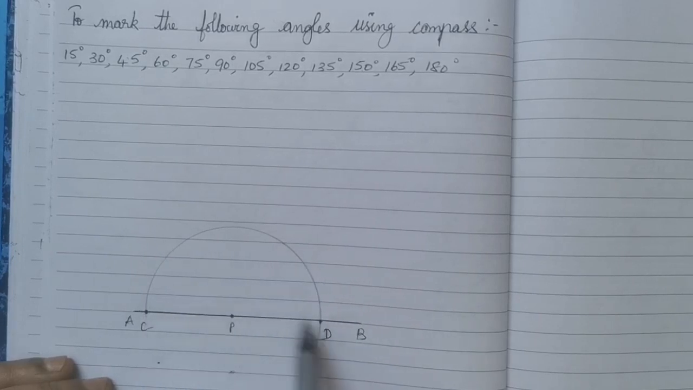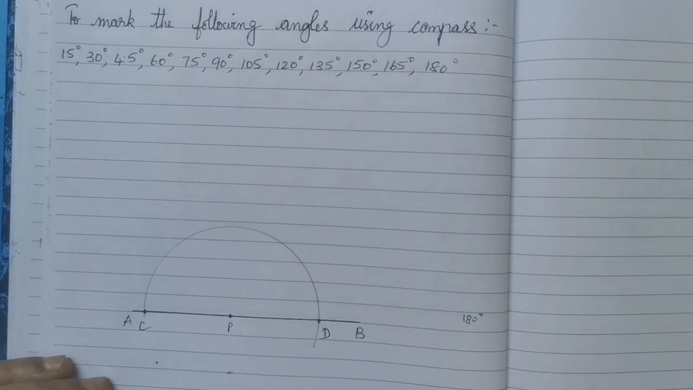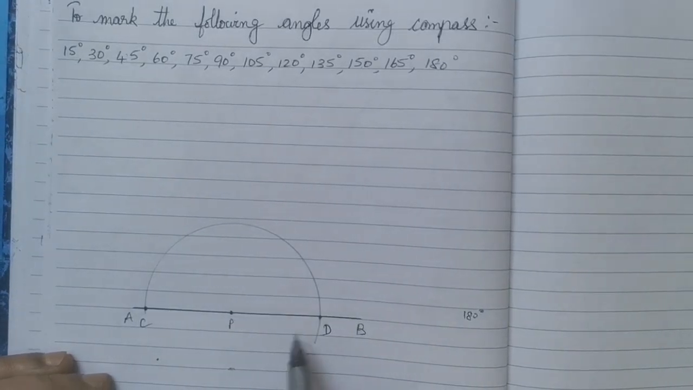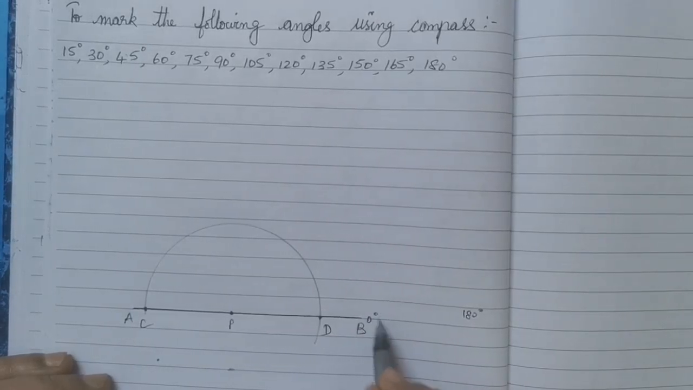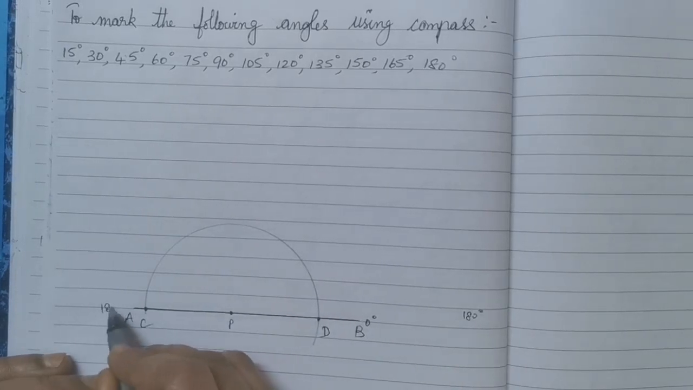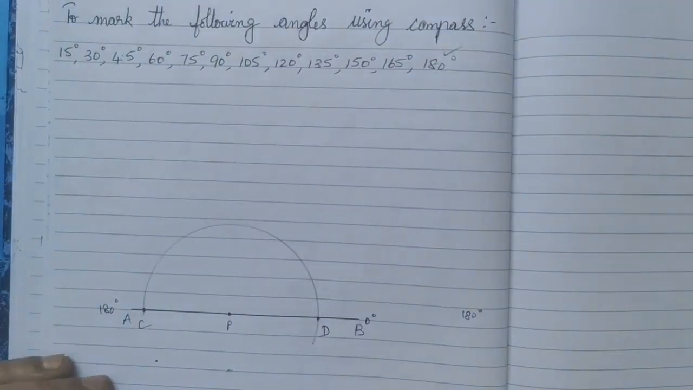So the angle on a straight line is 180 degree. We have learned this in our lower grades. Now here, this line, at this end we have 0 degree and at this end we have 180 degree. Now we have done with 180 degree.